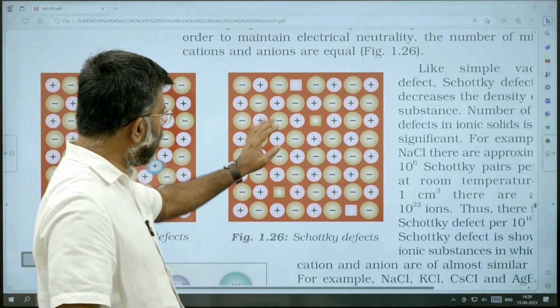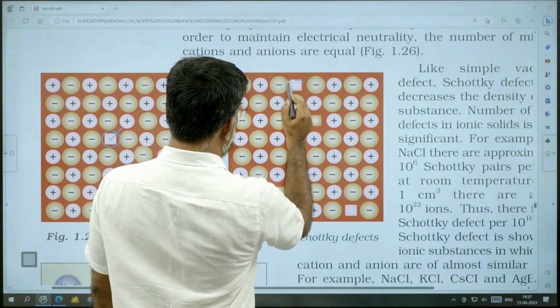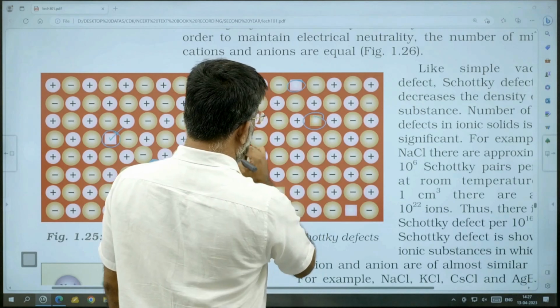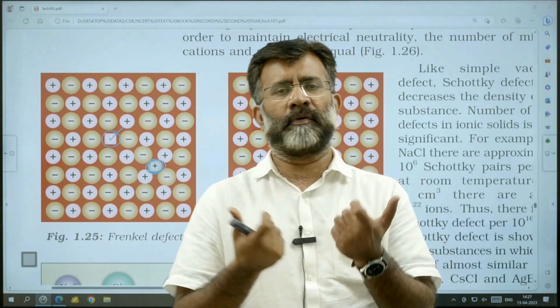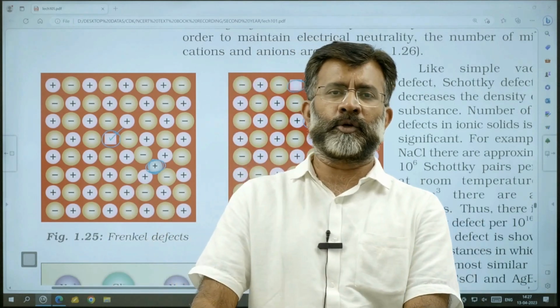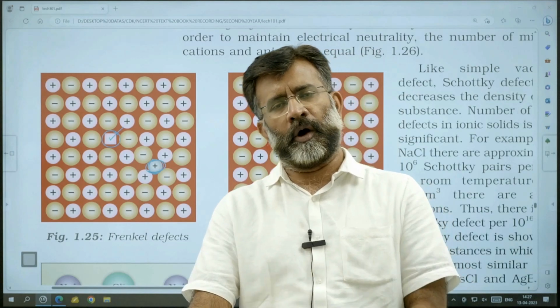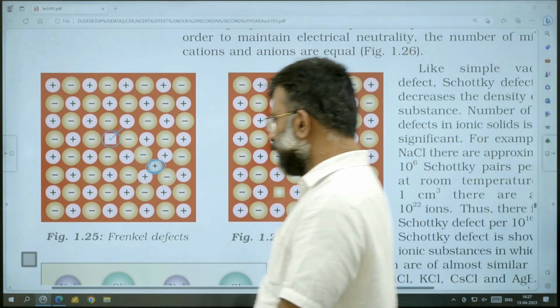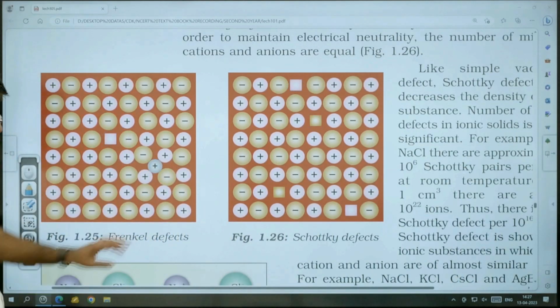Look at this area. Anion, cation, anion, cation. Here we expect a cation, but that is missing. Here we expect an anion, that is missing. So missing of equal number of cations and anions leads to Schottky defect. Schottky defect is a prominent defect observed in crystals like NaCl.